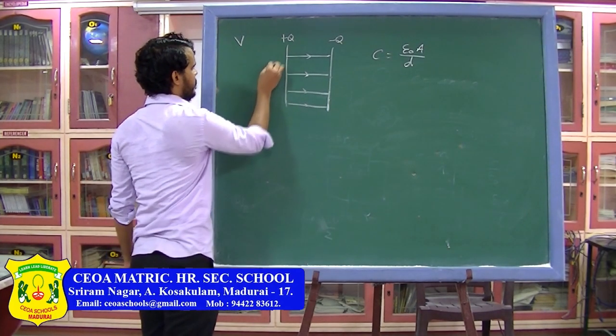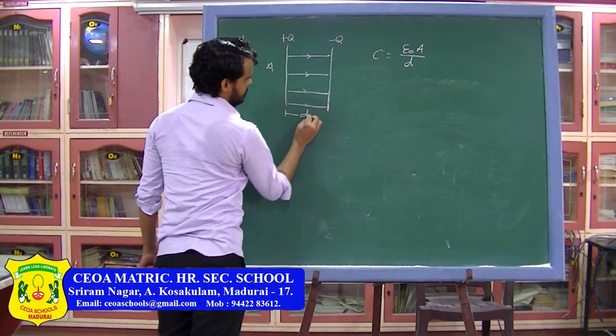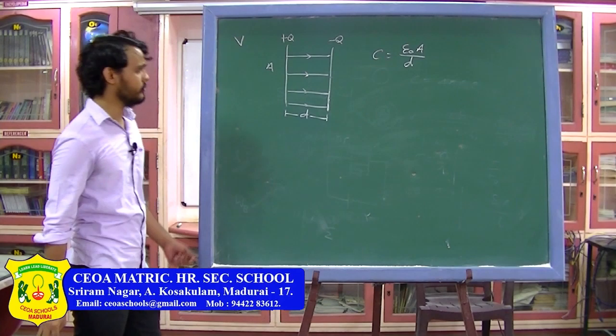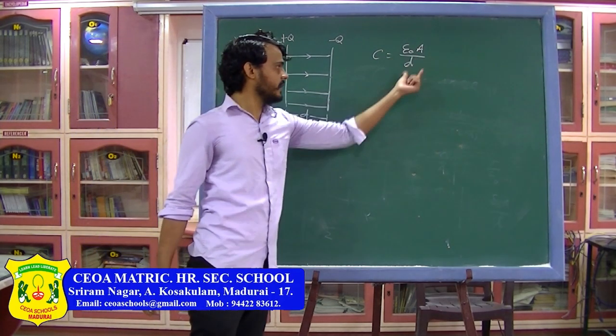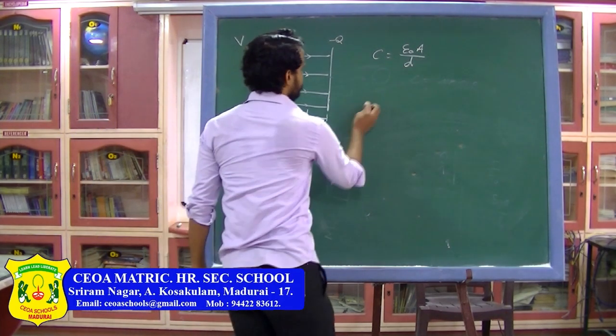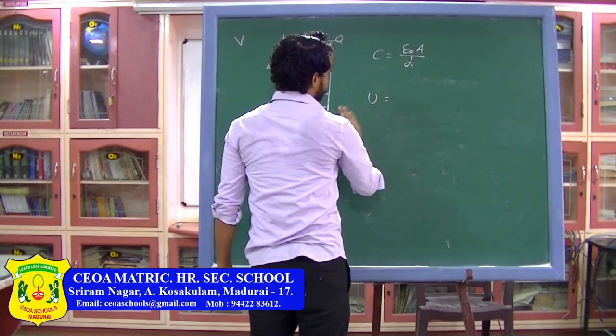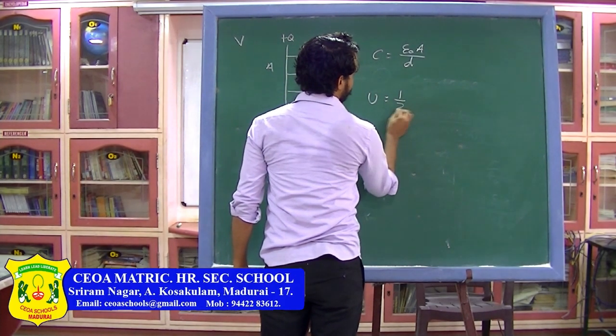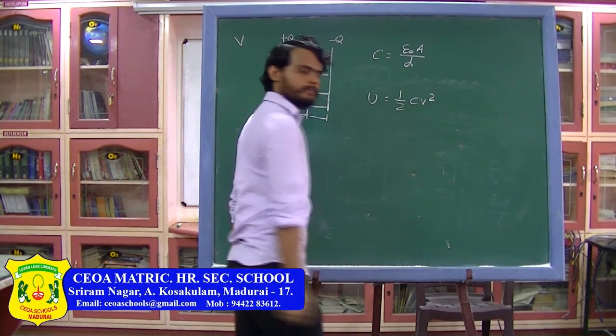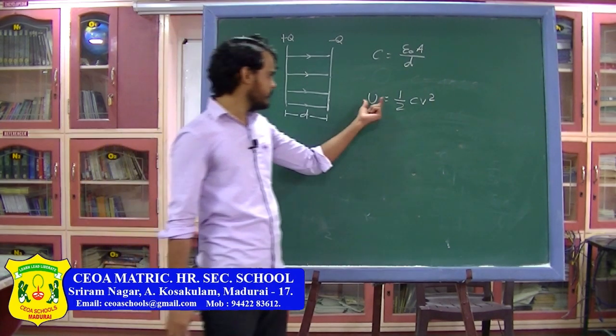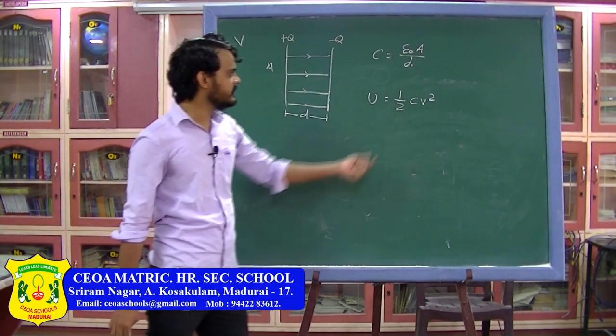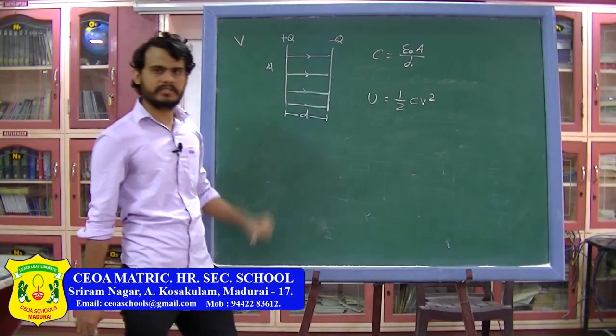Area of the plate is A, distance between the plates is D. So the capacitance is epsilon naught A by D. The energy of the capacitor I can write as half C V square. Here C is the capacitance of the capacitor, V is the potential difference across the capacitor.